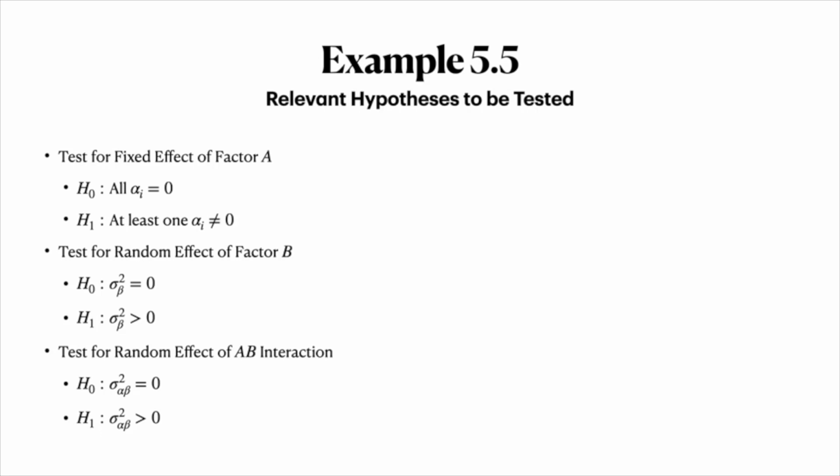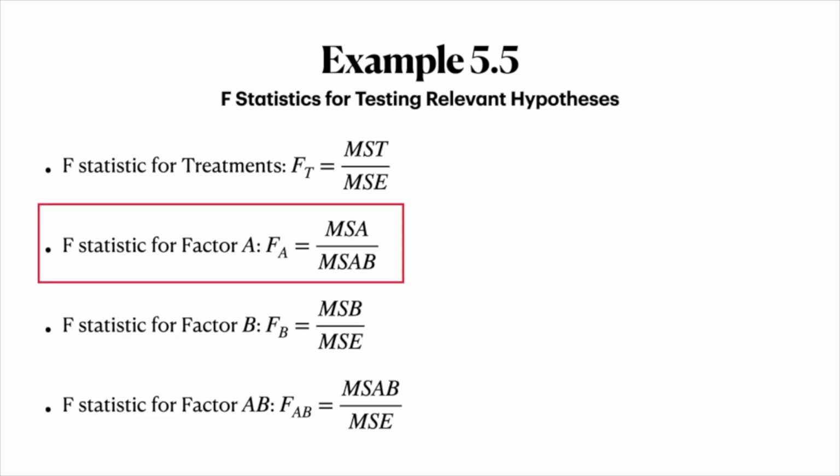Now, in order to come up with the appropriate F statistics for these tests, we need to consider the expected mean squares. In a previous lecture video, we showed how to do this, and using that approach, we can come up with the appropriate F statistics that we have here. The F statistic for the overall significance of treatments is MST over MSE. The F statistic for the fixed effect of factor A, F sub A, turns out to be MSA over MSAB.